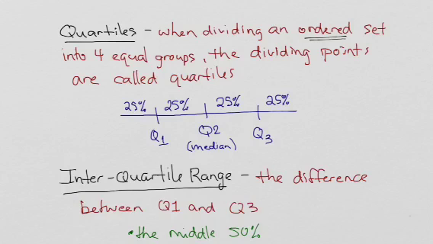So you can see quartile 1 is right here, right at the dividing point between the first 25% and the second 25%. And then quartile 2, which has a special name called median, it's the middle, that's the exact center number. And then quartile 3 is essentially the middle of the second half of the list.